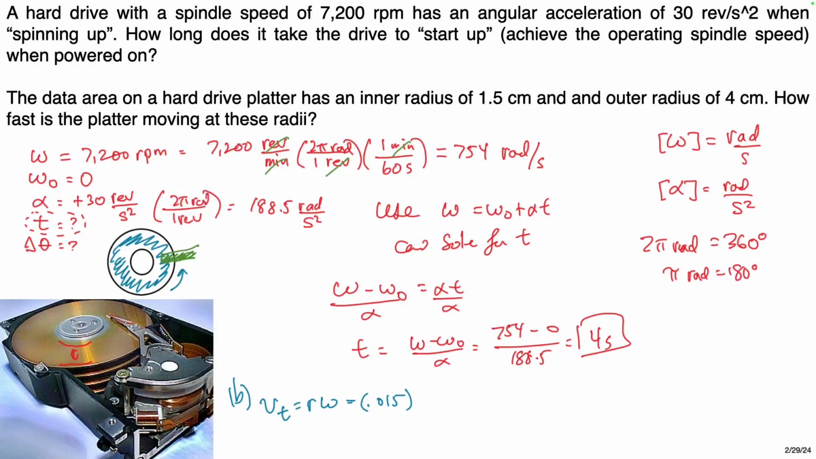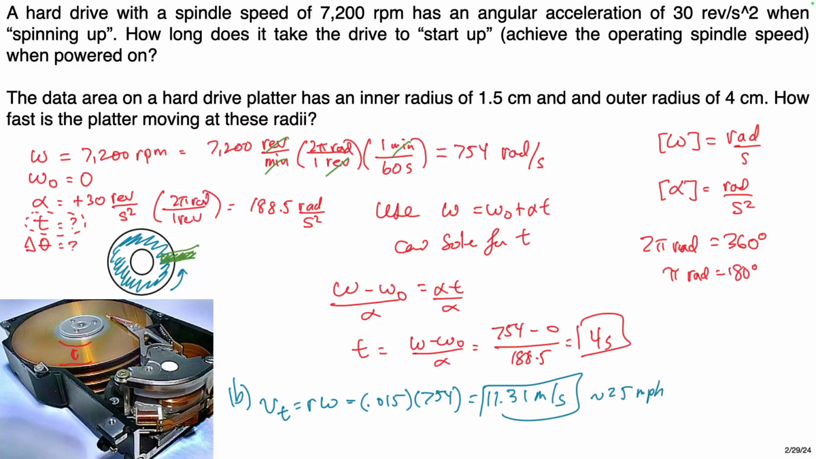All right. Omega? Do we know what the final omega is? Yeah. What is it? What number do I put in? Good, 754. You guys are awesome. Okay. We multiply together and we get 11.31 meters per second, which is the answer, which is about 25 miles an hour.